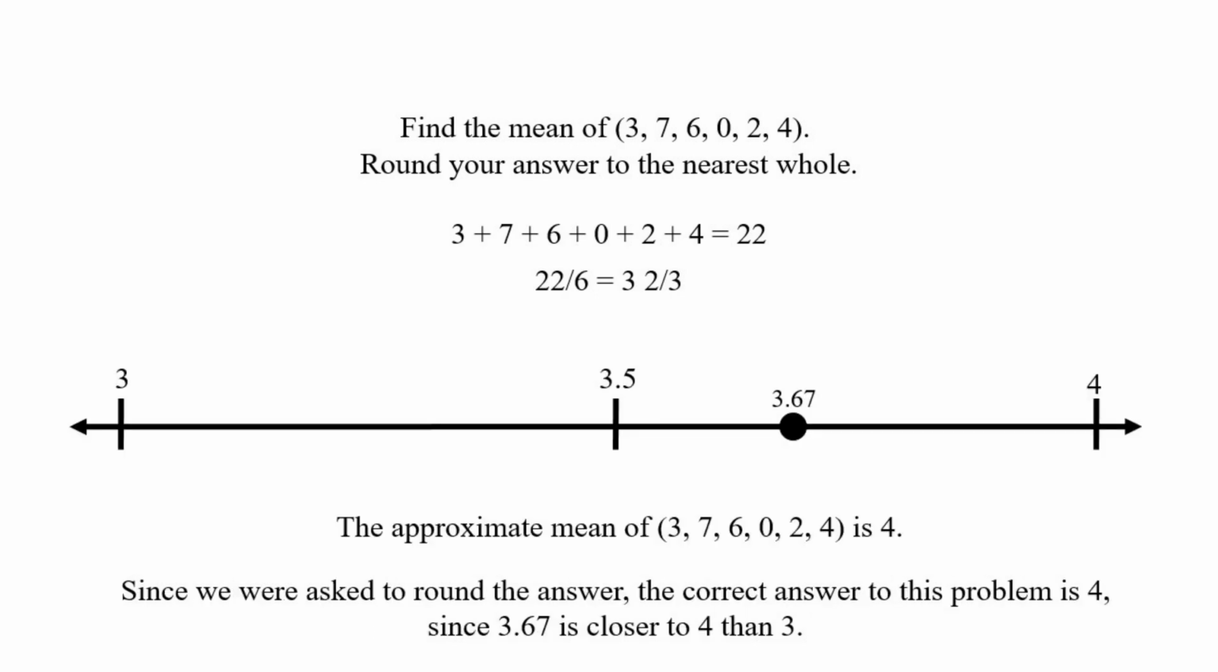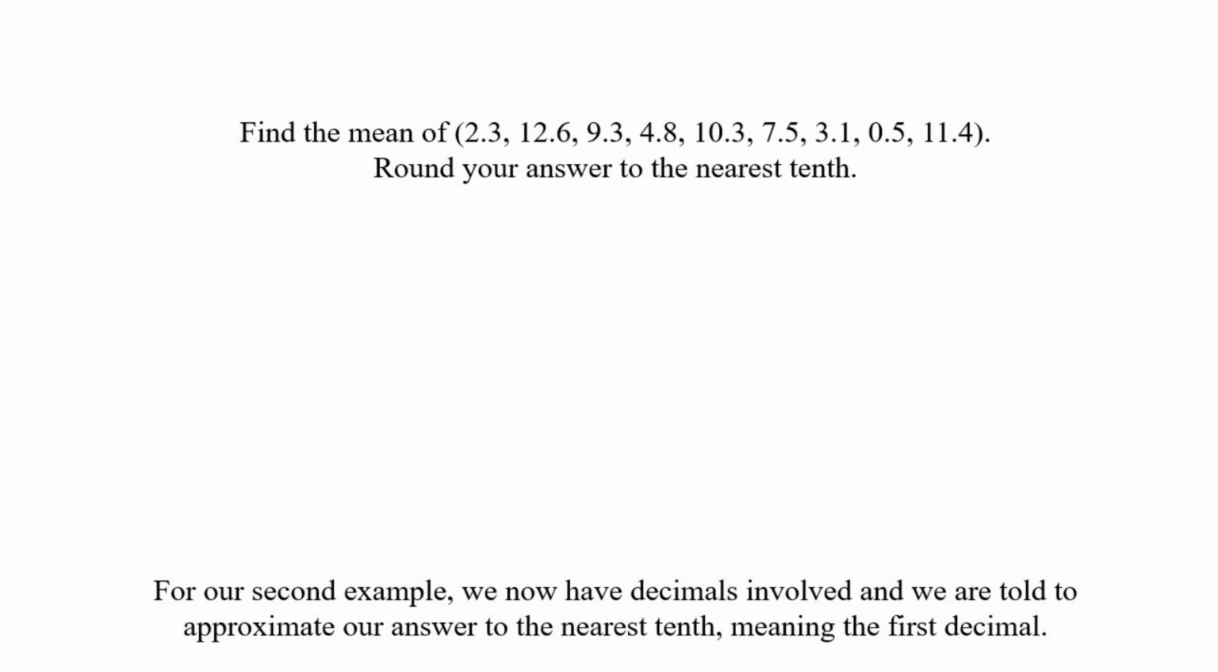Since we were asked to round the answer, the correct answer to this problem is 4, since 3.67 is closer to 4 than 3. For our second example, we now have decimals involved and we are told to approximate our answer to the nearest tenth, meaning the first decimal.